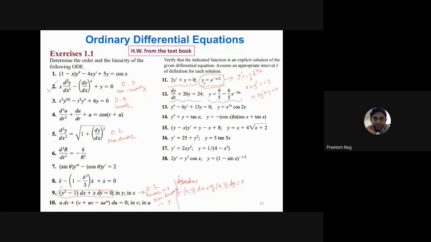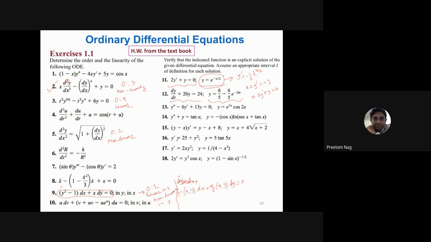Now what will be the appropriate interval I for this solution, right? So x can be anything, isn't it? So 0 to infinity, right? What is the domain of e to the minus x by 2? The domain is all real numbers. For all real numbers, this differential equation with this solution is true. So here the appropriate interval I for this problem is the set of all real numbers, that means minus infinity to plus infinity. Okay.